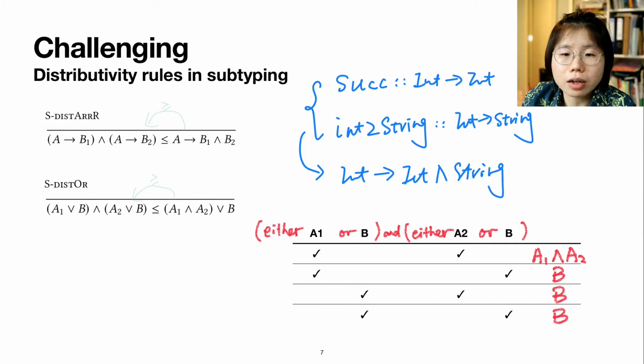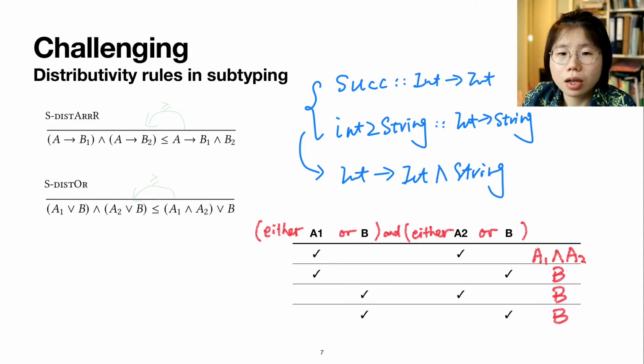The most challenging part in the subtyping relation around the intersection and union types is the distributivity rules. In the first one we show here, it distributes intersections over functions. And the rule is also in the BCD subtyping. In the second rule, intersection and union types distribute over each other. Note that in both rules, if we flip the direction, the subtyping judgment is also derivable in the subtyping relation. So the two types are actually equivalent.